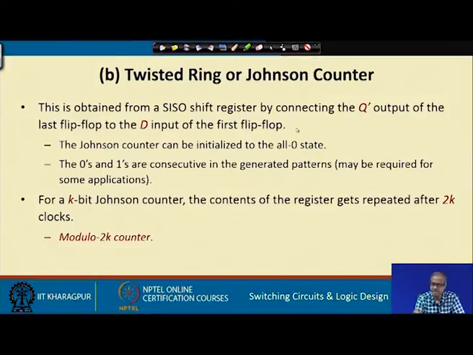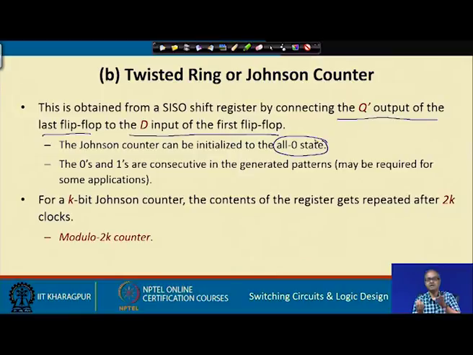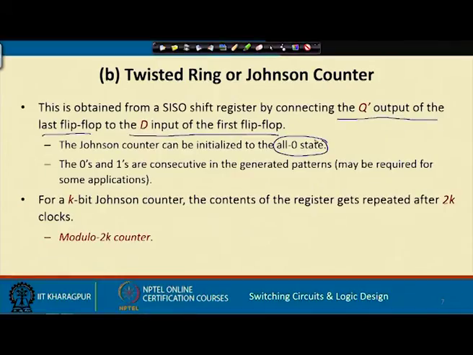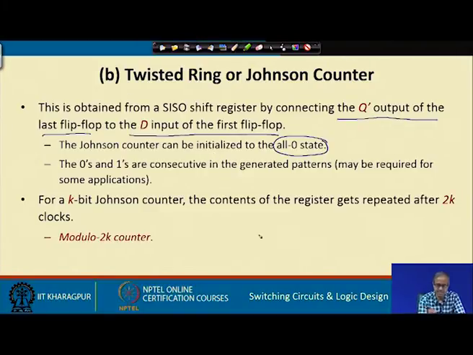As specified here, we connect the Q bar output of the last flip flop to the D input of the first flip flop. And in a Johnson counter, you can very easily initialize it to the all 0 state. Unlike a ring counter, where if you initialize it to the all 0 state, it will always remain in the all 0 state, because none of the flip flops can become 1, here it can become 1. And you will see that in a Johnson counter, the kind of patterns that are generated, zeros and ones are consecutive, which may be useful in some applications.